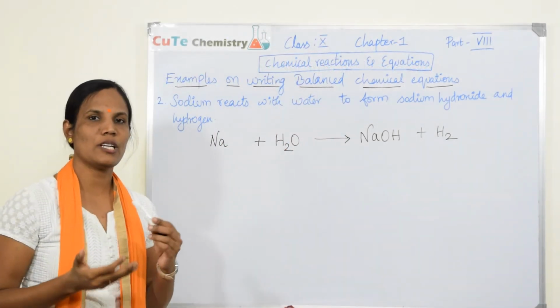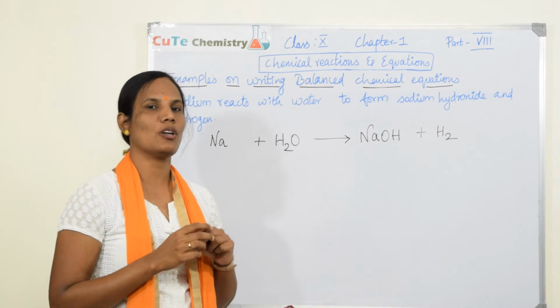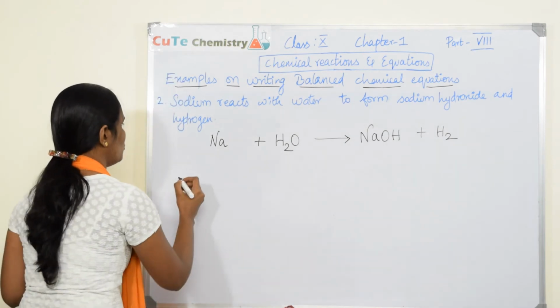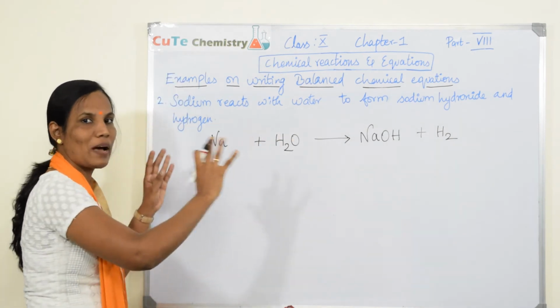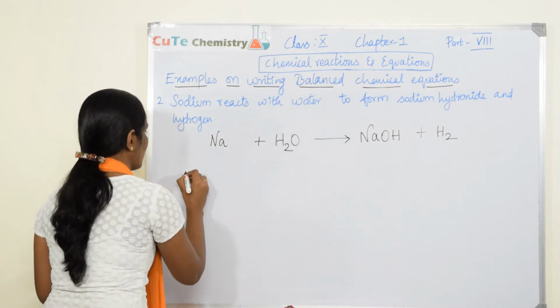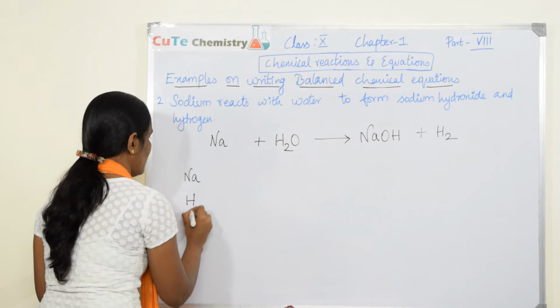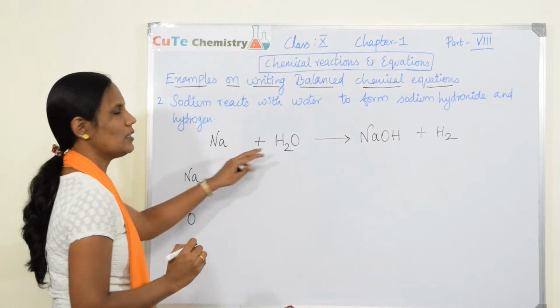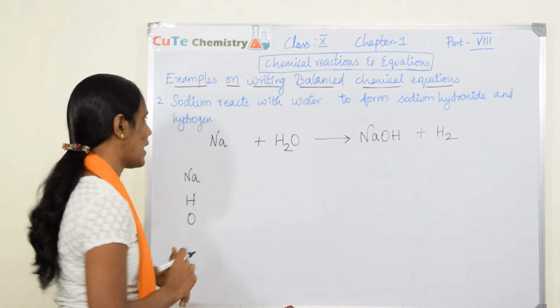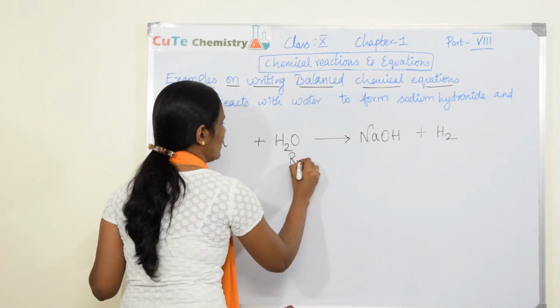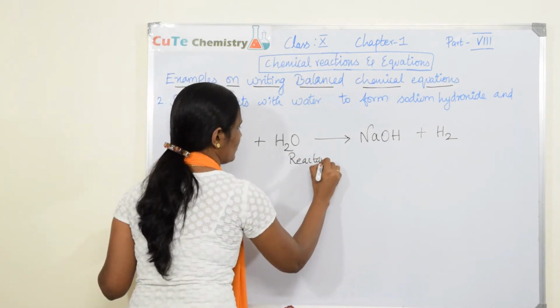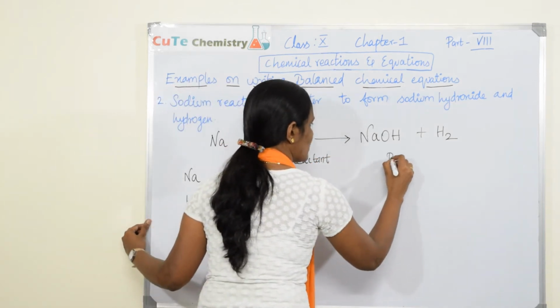Now we have to check whether the equation is balanced or not. For that, we have to write the atoms participating in this reaction. So we have sodium, hydrogen and oxygen. So only 3 atoms are participating in this reaction. So we'll check the reactant side and the product side.